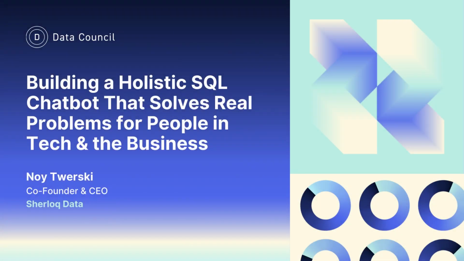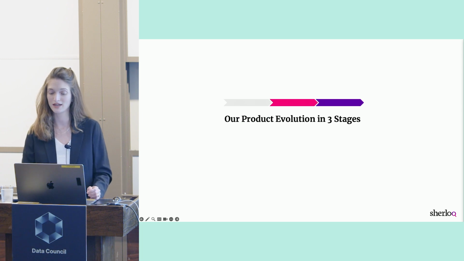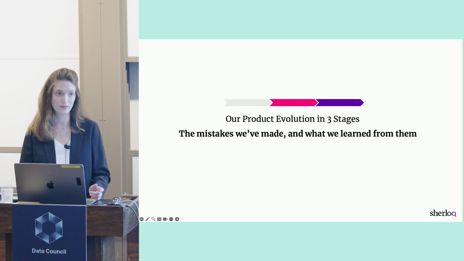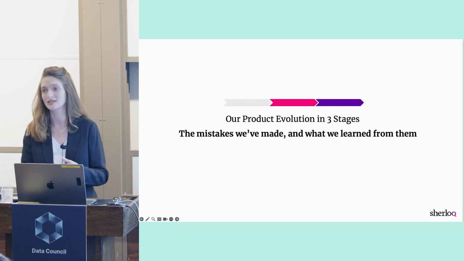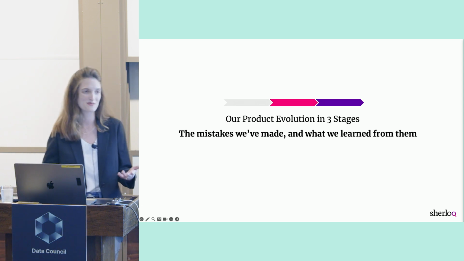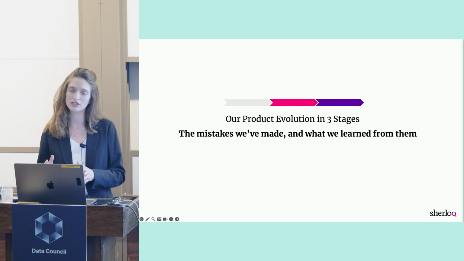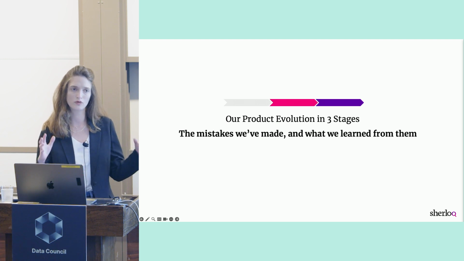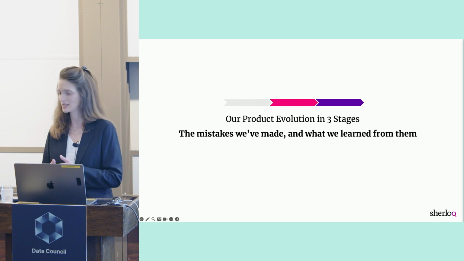So we'll talk about how our product evolved in 3 main steps. We'll talk about, even more importantly, the mistakes we've made, which I believe, as an early stage startup, is the most important thing that we're doing: learning from our mistakes. So we'll talk about that. Before going into the 3 stages, I'll give a high-level overview about the problem and what we do, and then we'll get into the stages themselves.